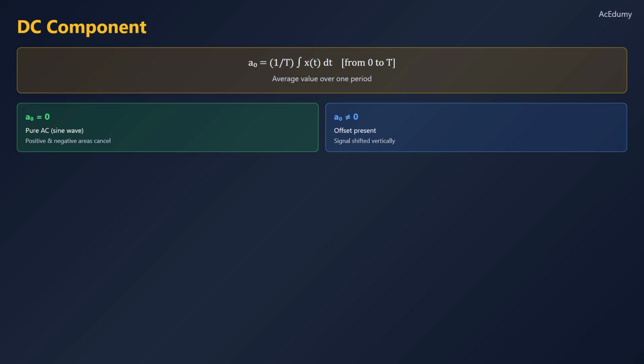The a0 term is the DC component, also called the average value or offset. It represents the mean level of the signal over one period. To find the DC component, we integrate x of t from 0 to T and divide by T. If the positive and negative areas cancel, the DC component is 0. For a pure sine wave with no offset, a0 equals 0.